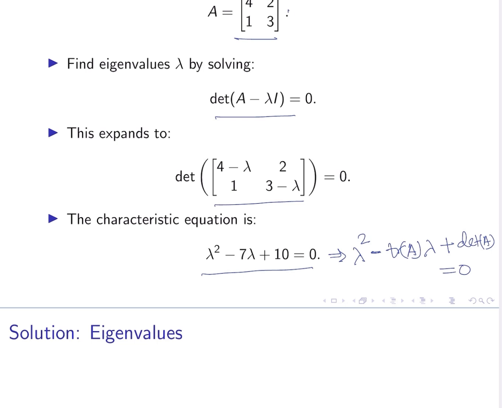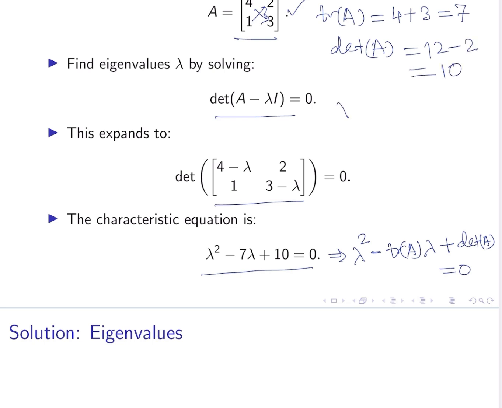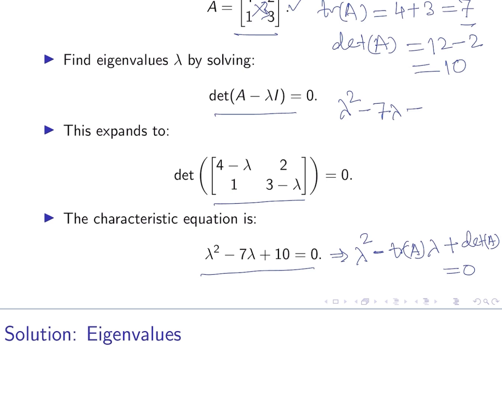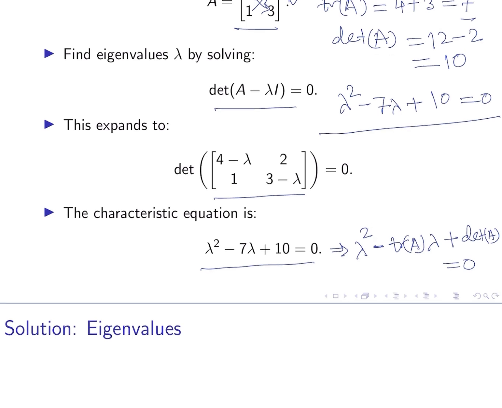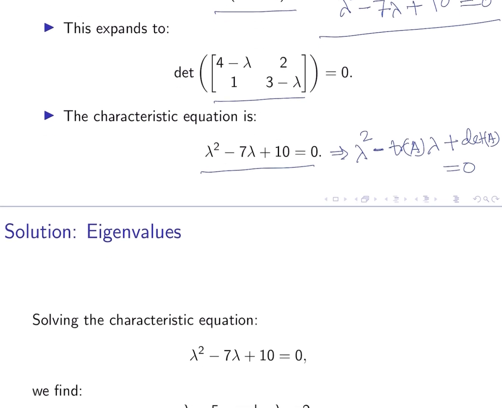So you can find the characteristic polynomial easily. You see A is given. What is trace of A? Trace of A is the sum of the diagonal entries, 4 plus 3, which is 7. What is determinant of A? Determinant of A is this into this minus this into this. So 12 minus 2, which is 10. So the equation is lambda square minus 7 lambda plus 10 is equal to 0. Directly you can write the characteristic equation, right? So using the trace and determinant property.